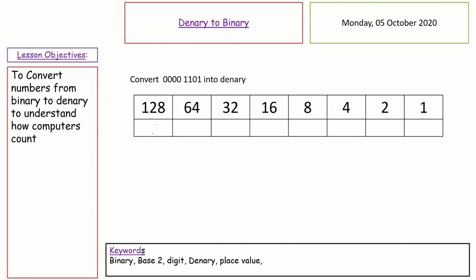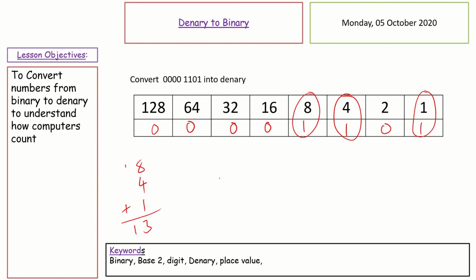Okay, so what you should have done is copied out the binary number underneath, like so, and then highlighted or circled the columns that are on, and put the place values in your working out next to it, 8, 4, and 1, and added them together. 8 plus 4 is 12, plus 1 is 13, so the answer is 13. Remember, it's GCSE questions, so we always write out 8 bits.